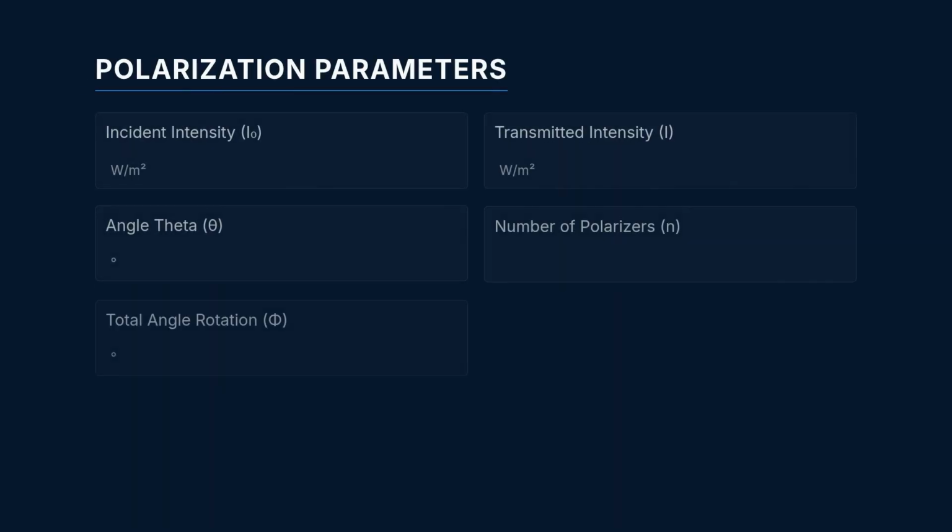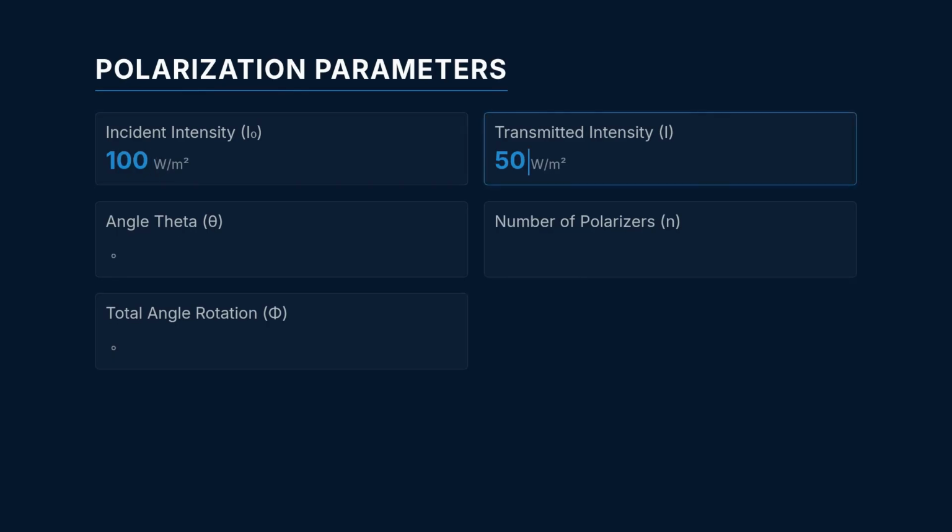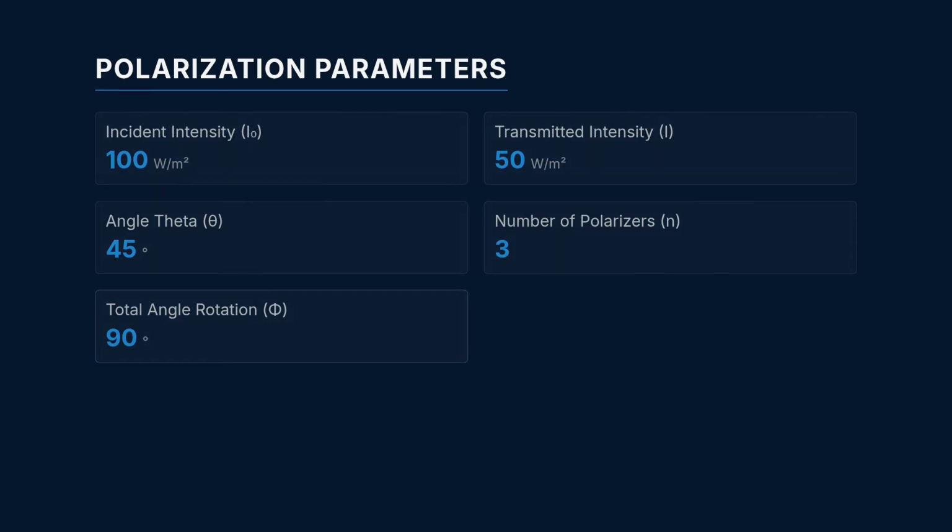Let's work through an example. I'll enter an incident intensity of 100 watts per square meter, a transmitted intensity of 50, an angle theta of 45 degrees, number of polarizers is 3, and total angle rotation of 90 degrees.